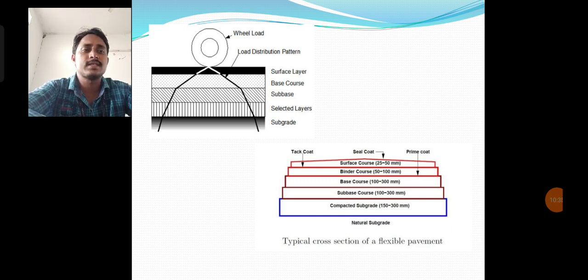If you observe the second diagram, we have four layers, and it shows how much depth is provided for each layer. Surface course 25 to 50 mm is provided, and the binder course 50 to 100 mm, base course 100 to 300 mm, subbase course 100 to 300 mm, and compacted soil subgrade 150 to 300 mm. There is also the primary coat or tack coat, which differs from the surface course and binder course. This is the typical cross section of a flexible pavement.